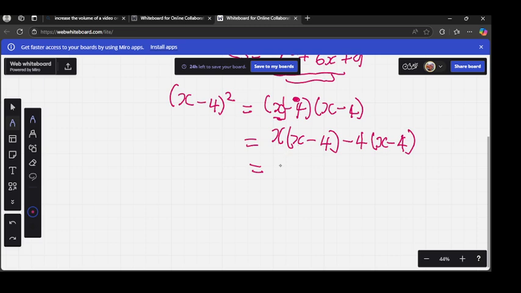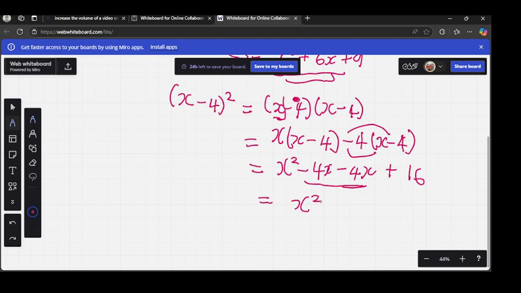So x times x is x squared. x times minus 4 will give me minus 4x. Now minus 4 times x would also be minus 4x. And minus 4 times minus 4 would now be plus. Minus times minus is plus. 4 times 4 is 16. So remember, the minus 4x terms are like terms. So I have x squared minus 8x plus 16. I hope this makes sense also.